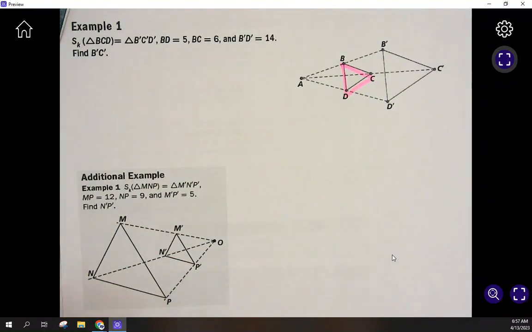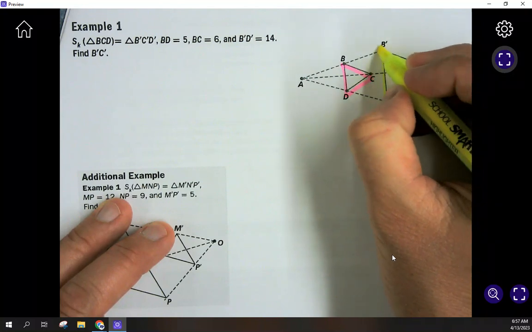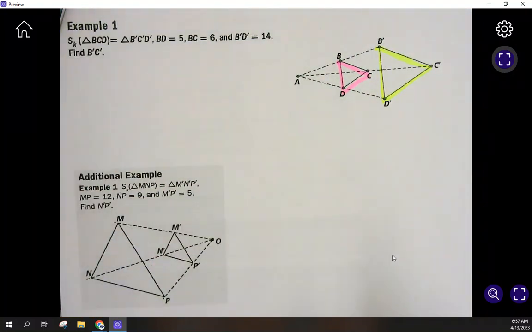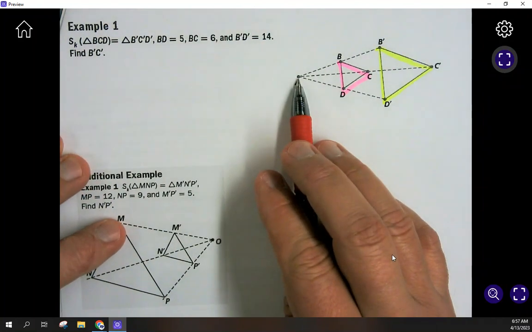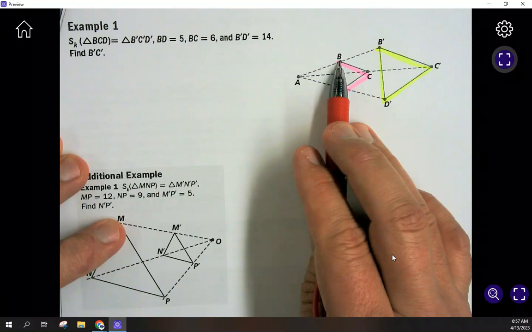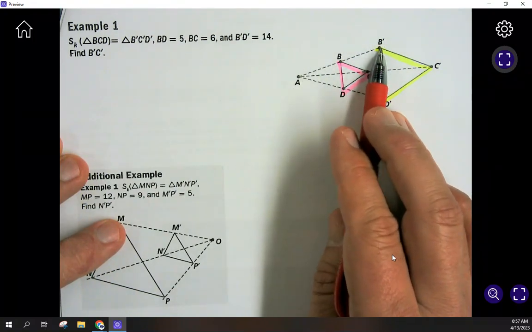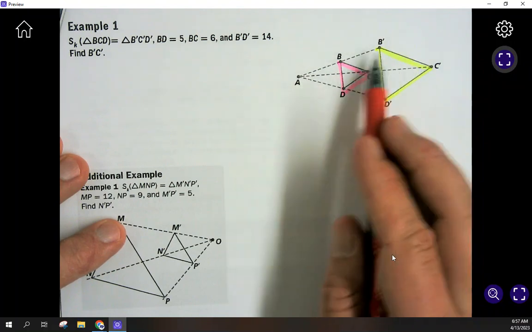We've got the original BCD, and we've got the image of that right here. I know it's the image because it has those markings. So if you highlight those, it's a little bit easier to see what's going on here. The center was A. So the distance from A to B, whatever that was, the distance from A to B prime, or the image of B, is going to be in relation to that.